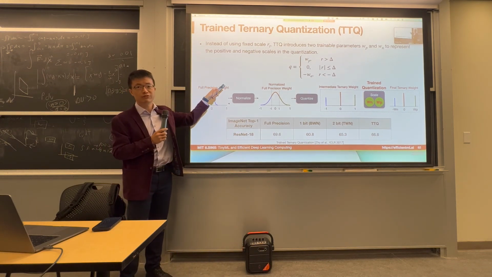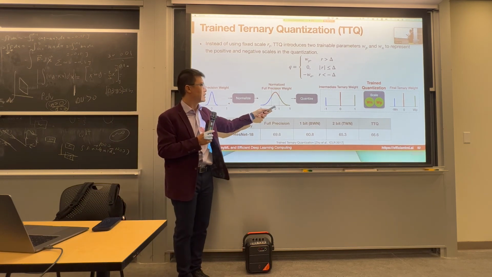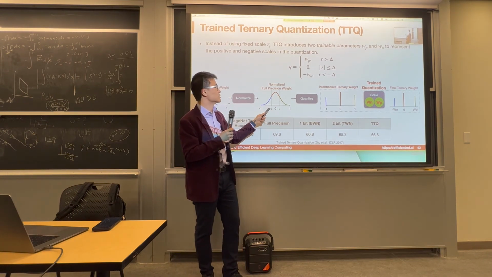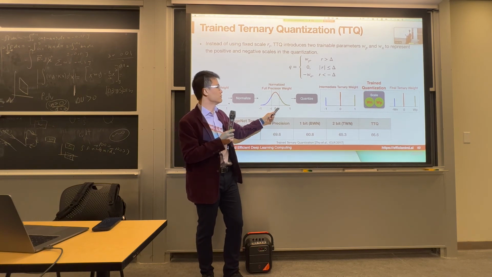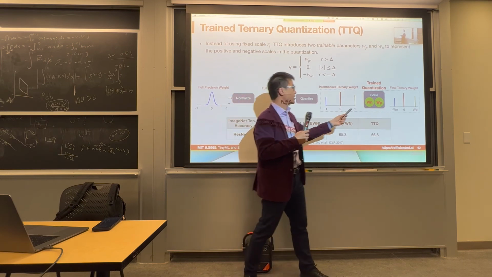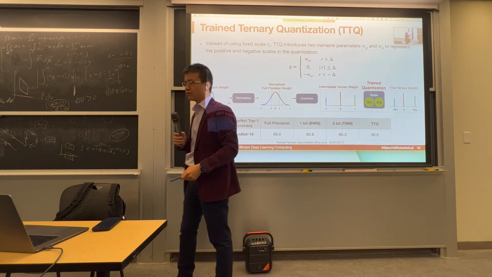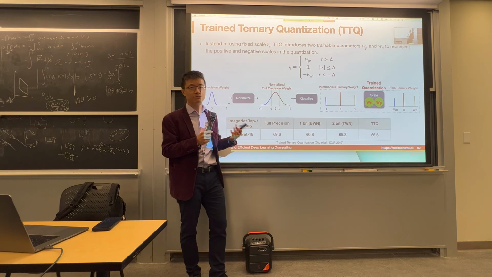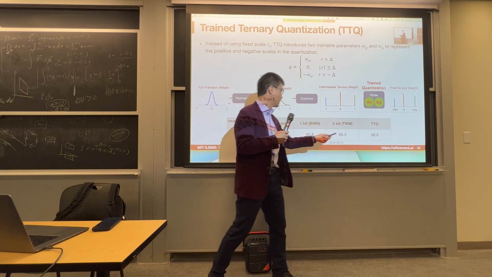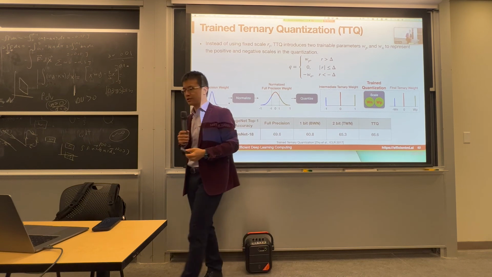So given a full precision weight, we first normalize that between -1 and +1, and then we quantize that according to this threshold. Everything in between is 0, above is 1, below is -1. And then we can train this scale factor so that we can have different positive and negative values. By allowing such flexibility to have different WP and WN, we can actually further recover the accuracy from 65 to 66.